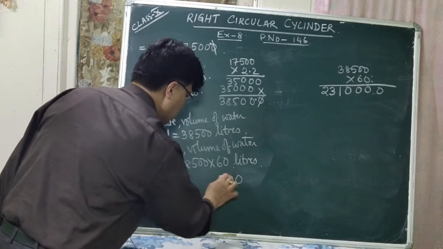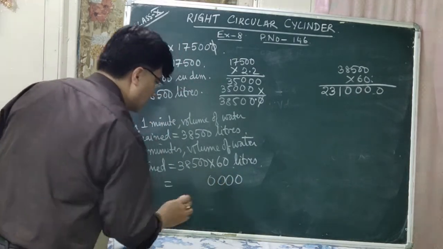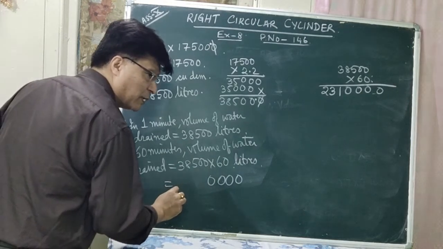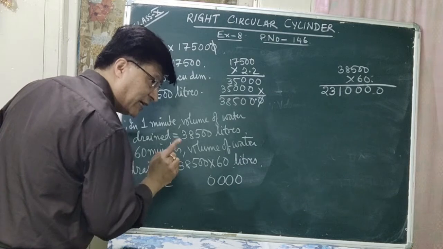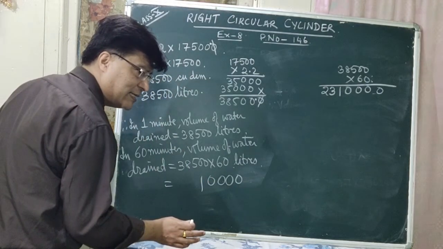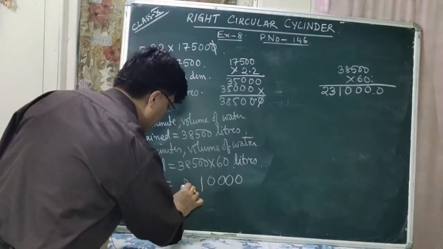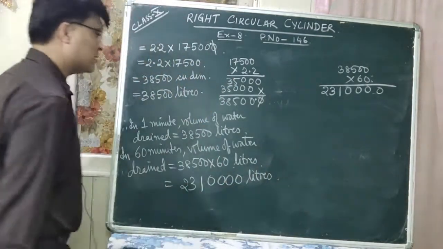Which is equal to, now this is 1 2 3 zeros. This 0 is there. 6 zeros are 0, 6 zeros are 0, 6 5s are 30, 0 3 6s are 48 plus 3 is 51, 1 5. 6 3s are 18 plus 5 is 23. This much liters.